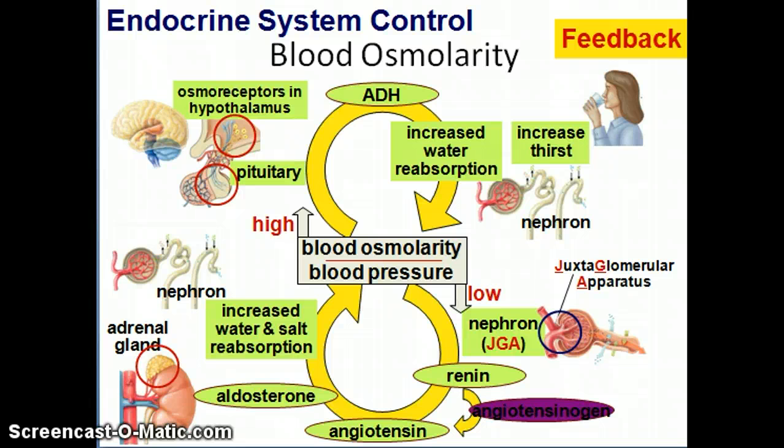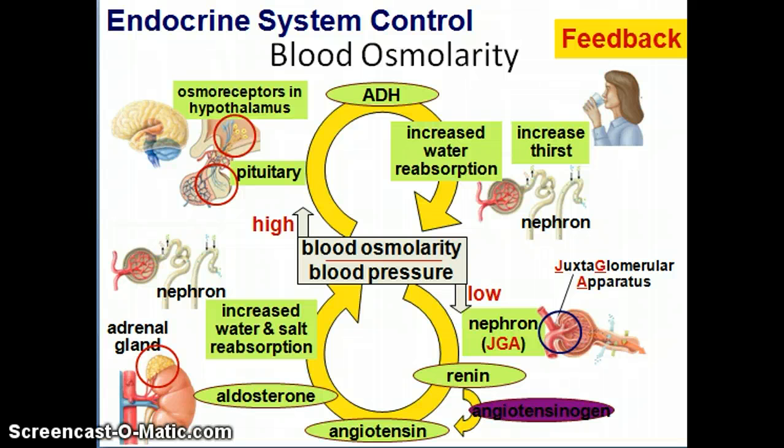So in this case, we have different targets in this system. We have either the adrenal gland, which is going to release a hormone to increase water and salt reabsorption, or we can have an actual nephron in the kidneys be a target cell, in which case, again, we're going to be releasing things that are going to increase the retention of water.